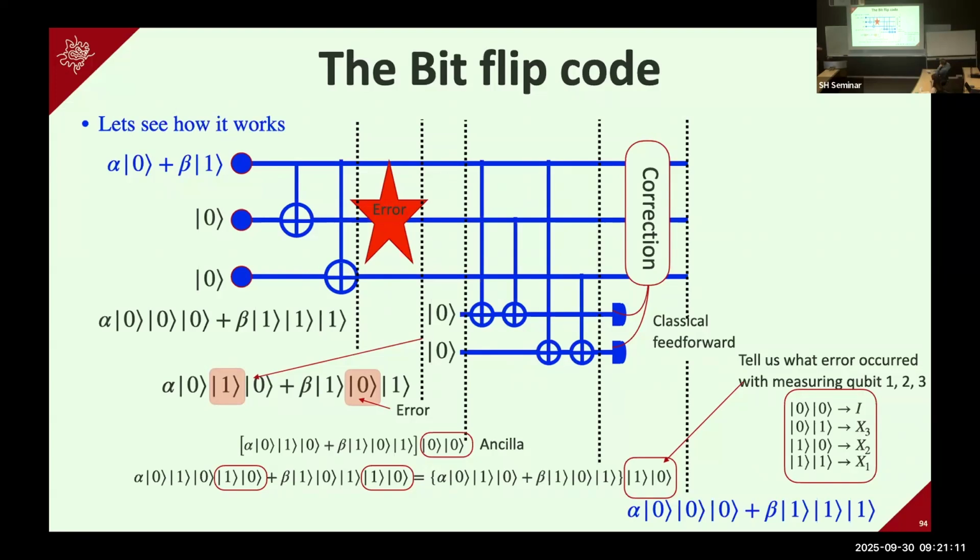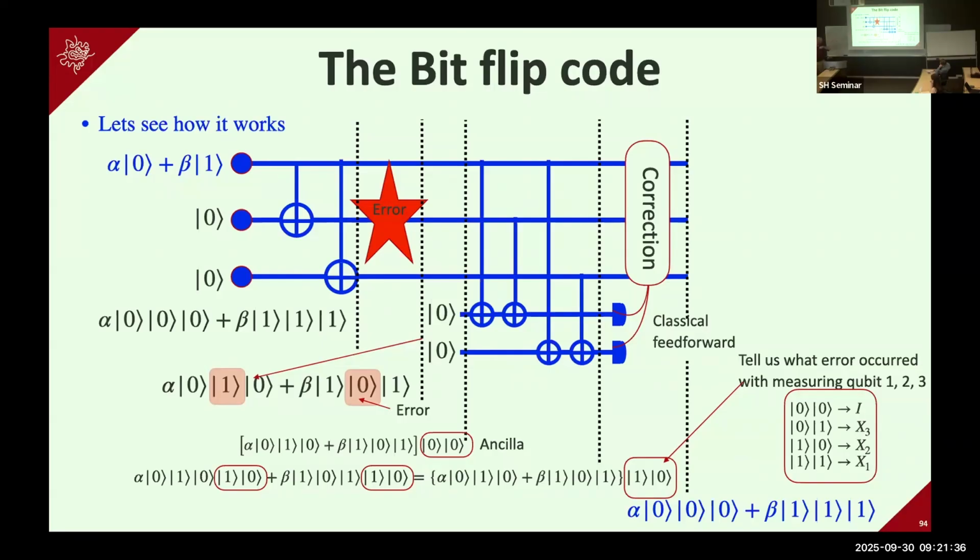That actually looks like it's an error on the third qubit. This code will correct it to be alpha 1, 1, 1 plus beta 0, 0, 0. Because this code, the 3-qubit code, corrects 1 error. 2 errors, it's impossible to correct.